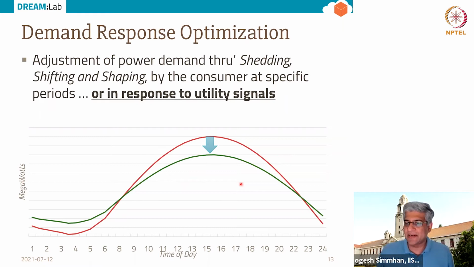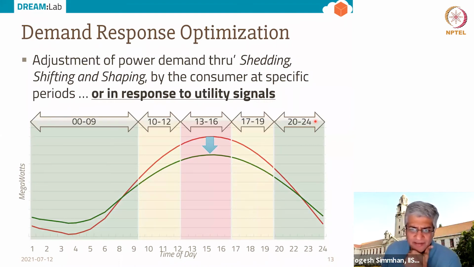If it's a flat line, it means that they just need to keep supplying power at a constant rate and the demand is at a constant rate, right? But unfortunately, in real life, that's not how it is. So that's what demand response optimization is. The question is, how do you ensure that the customers can shed or shape their demand in response to requests by the utility, right?